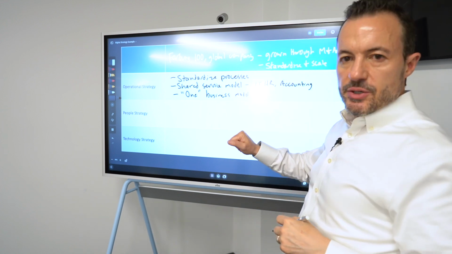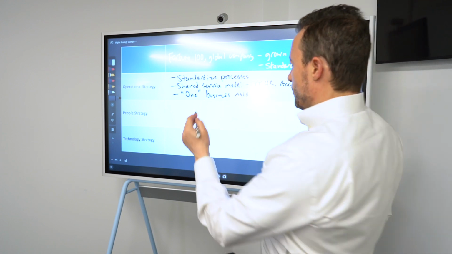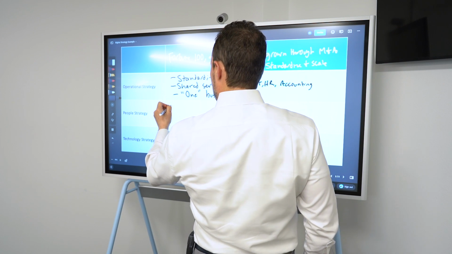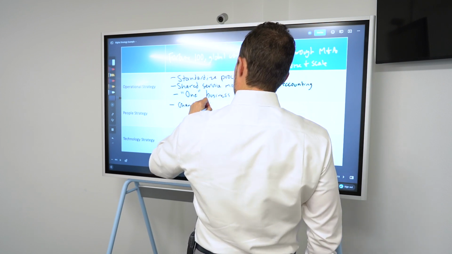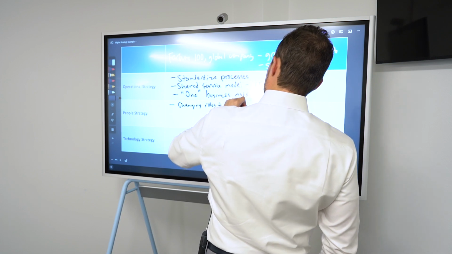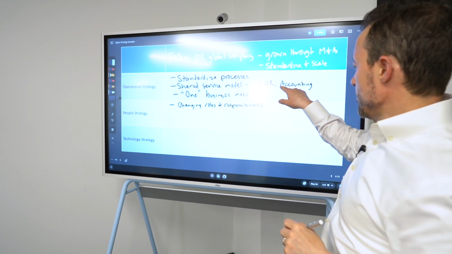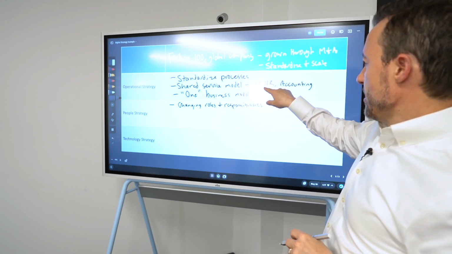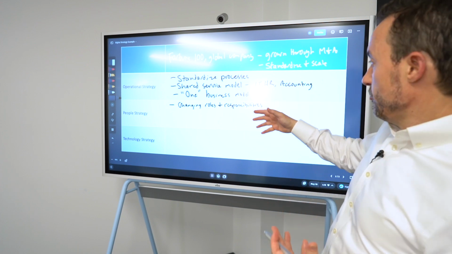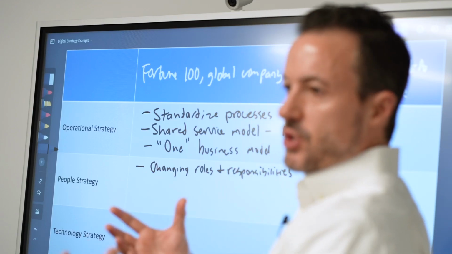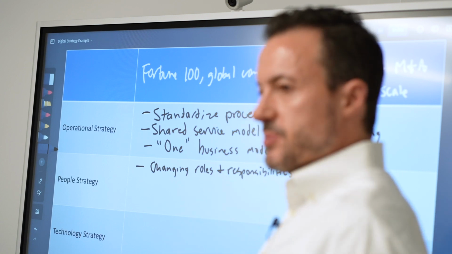Now, when we look at the people strategy in this particular situation, our people strategy is going to be a little bit different here, and it needs to align with the strategies we've defined so far. So, for example, our people strategy might be more focused on changing roles and responsibilities. And the reason this is important is because we're moving to the shared service model. So if we're going to consolidate functions and we're no longer going to have a dozen different HR departments or a dozen different accounting departments, now we're going to have one accounting department or one HR department or whatever it is. That's going to be a significant change to roles and responsibilities.